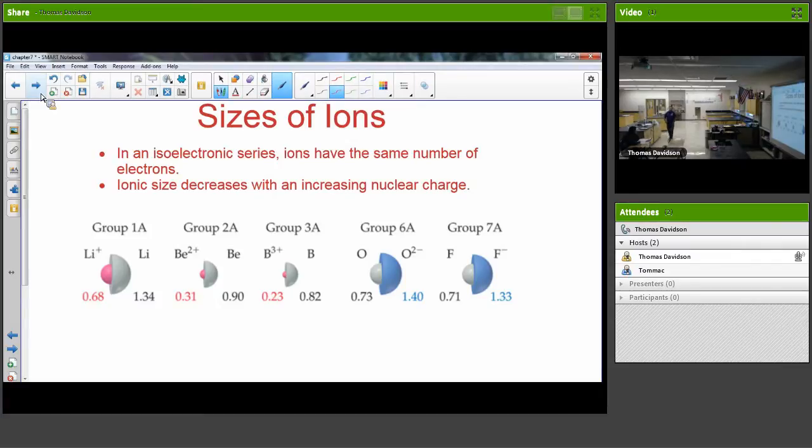So this one I've never seen it tested, but for your information, in an isoelectronic series, ions have the same number of electrons. Ion size decreases with an increasing nuclear charge. So all this is trying to illustrate to you, so O minus 2 and F minus up here, they both have 10 electrons now. Iso means same, electronic, so same electrons, all right? It just follows the same idea that we had before with Zeth. The smaller one, F, will have the smaller ion than the larger one before.